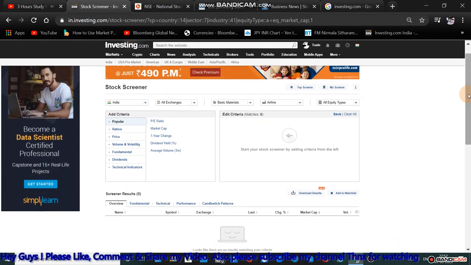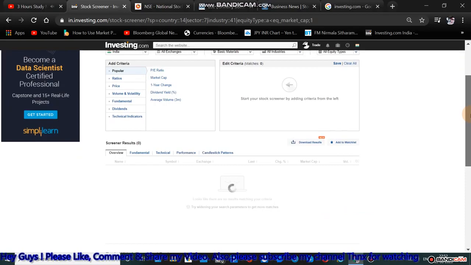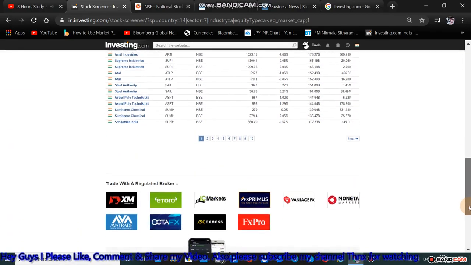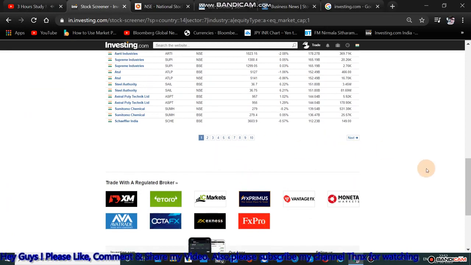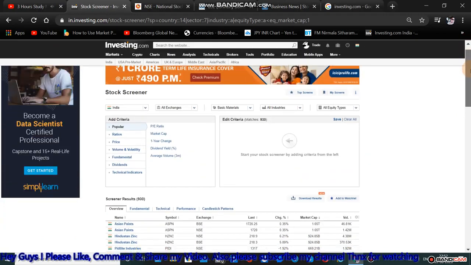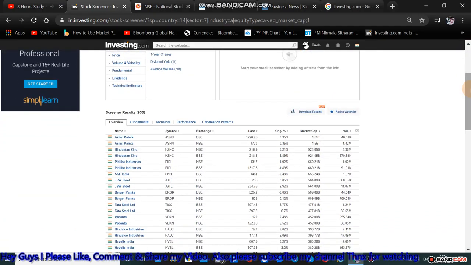Unfortunately, there are no stocks available in this search right now, with the type of search I used. Now, if you click on all industries, you will get most of the stocks, right? All types of stocks available will be available here. So you can see there are many pages, right? And these all are Indian stocks, and you can check whether they are listed on NSE or on BSE. There are two different exchanges.